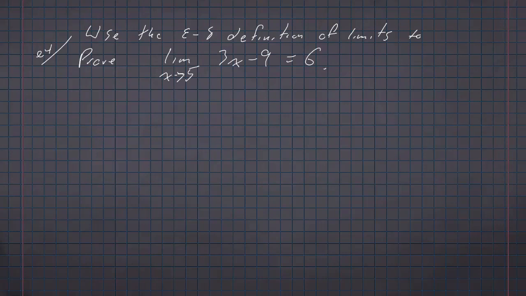All right. And with that, here is one for you to play around with. I'd like you to use the epsilon delta definition of limits to prove that the limit as x approaches 5 of 3x minus 9 is equal to 6. Take a few minutes, see what you can do with this one, and I'll see you in the next video.